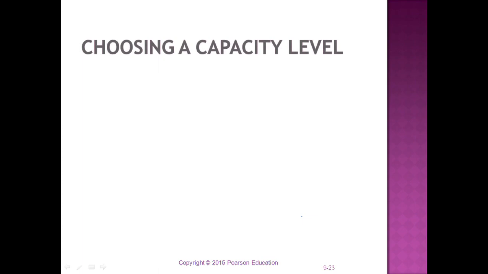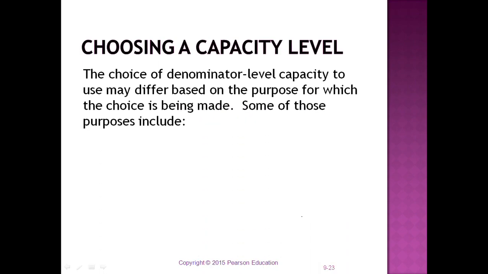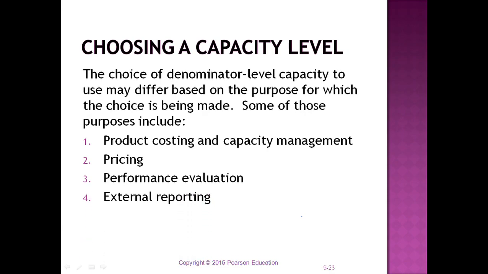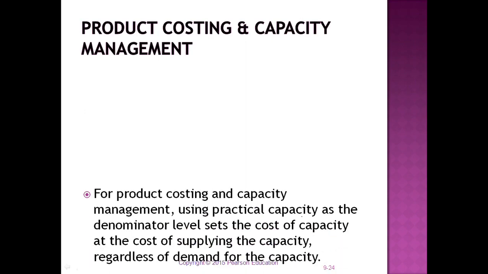So let us go on to the reasons for which the company is going to choose the denominator level of capacity. These are the reasons. The first one is maybe for product costing or capacity management. Secondly, maybe for making their own pricing decisions. Thirdly, for performance evaluation. And fourthly, for external reporting purposes. Of course, the fifth aspect is for tax requirements.